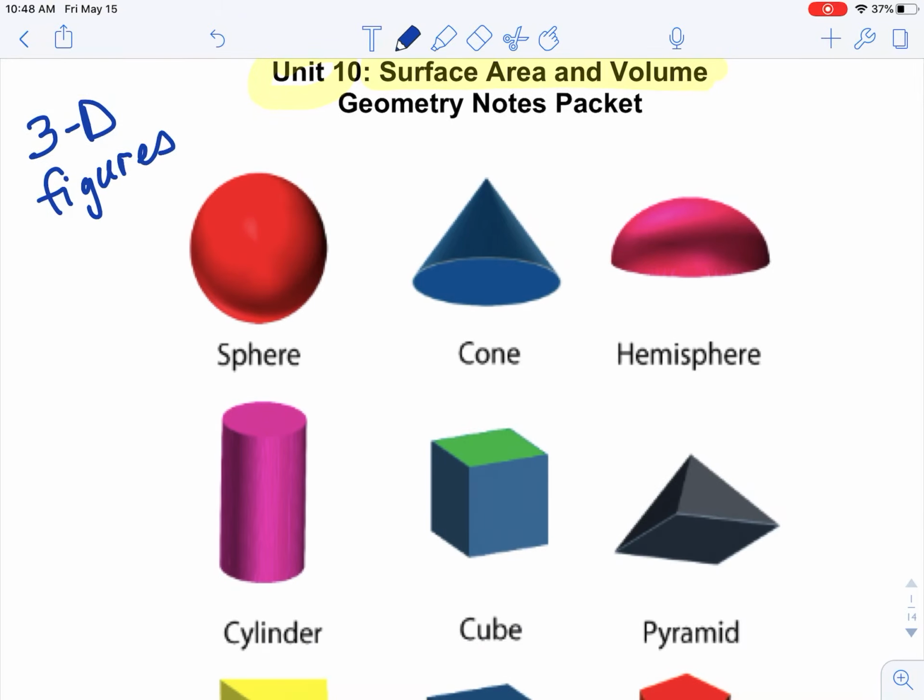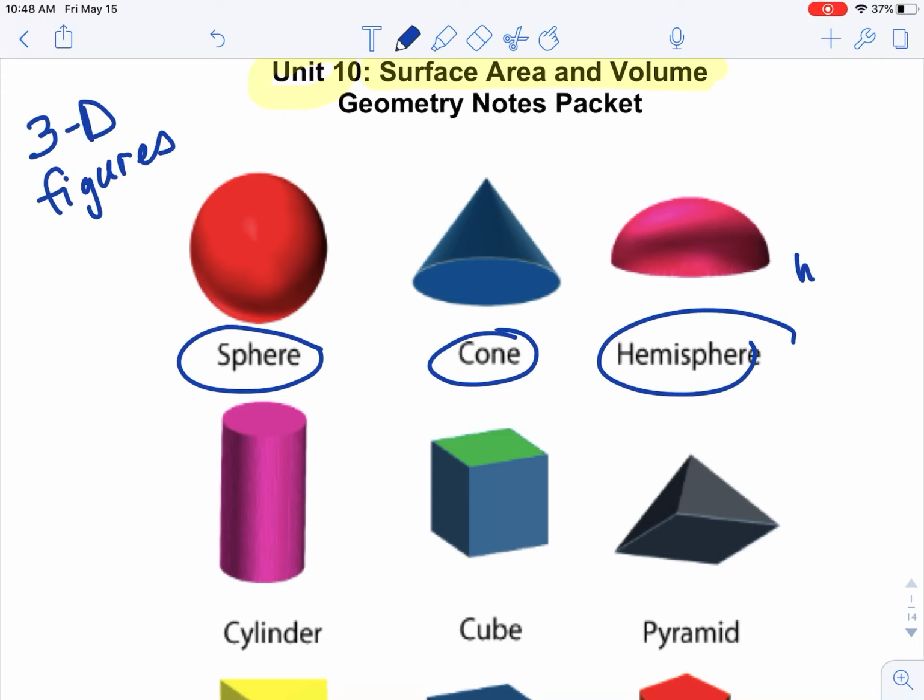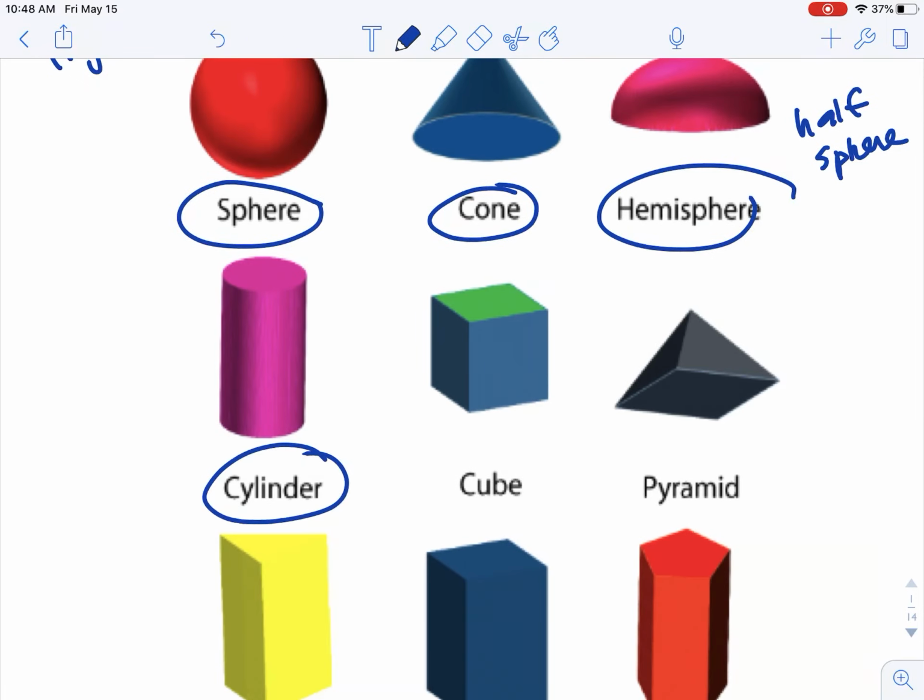So a ball is otherwise known as a sphere. A cone, like an ice cream cone. A hemisphere is just half of a sphere, right? Then you've got your typical cylinder, okay? We all know what a cube is. A pyramid is anything that comes to a point at the top, okay?